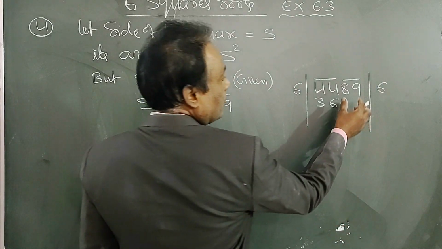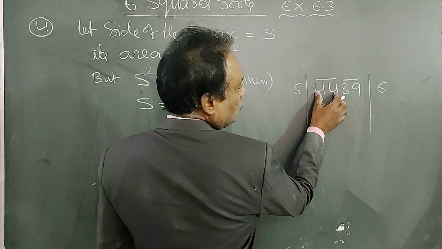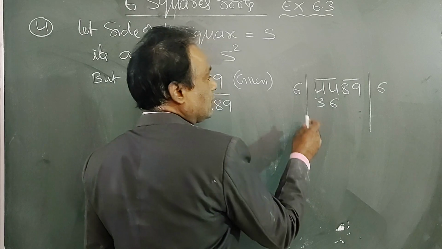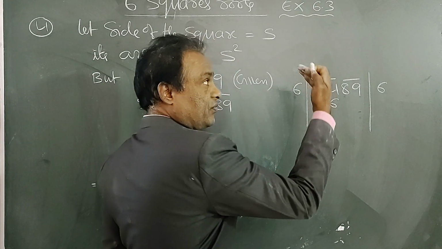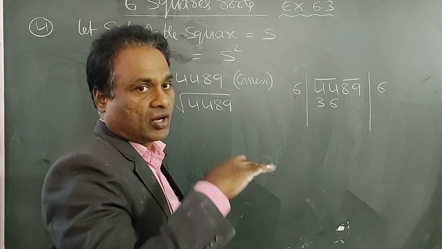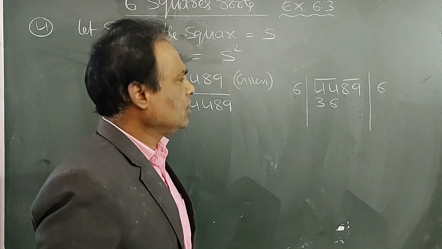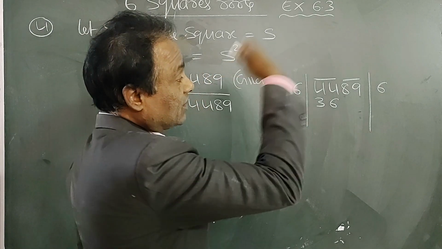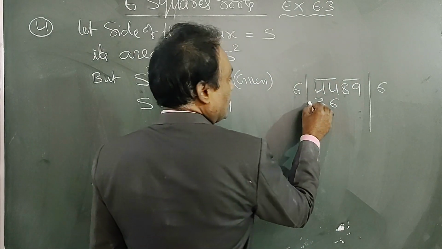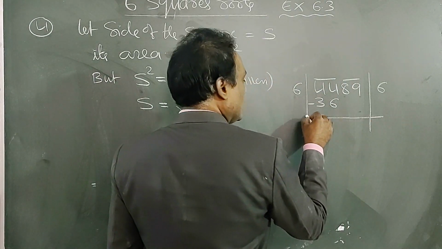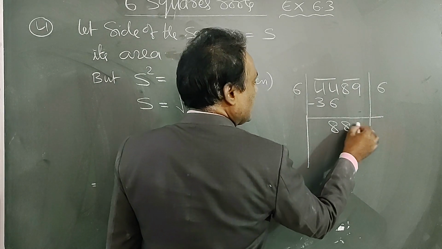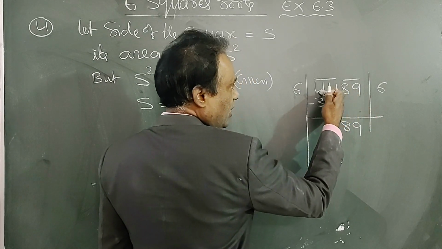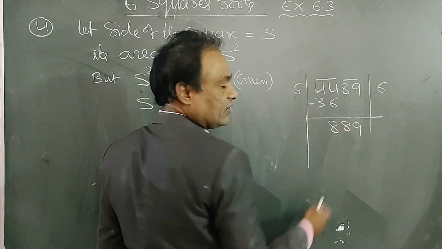So take two numbers as a pair, these two, next these two. First take the first pair. Take a number and multiply it with the same, so that we get 44 or less than 44, not more, nearest to 44. 7 7s are 49, which is greater, so 6 6s are 36. Now subtract, students. 44 minus 36 is 8, and bring down 89.